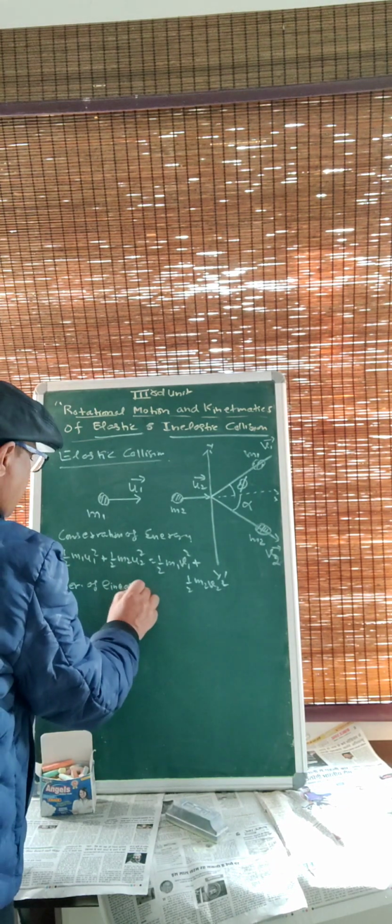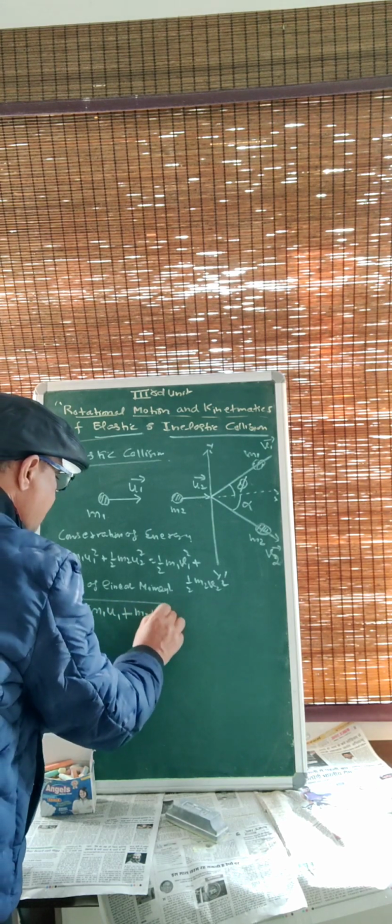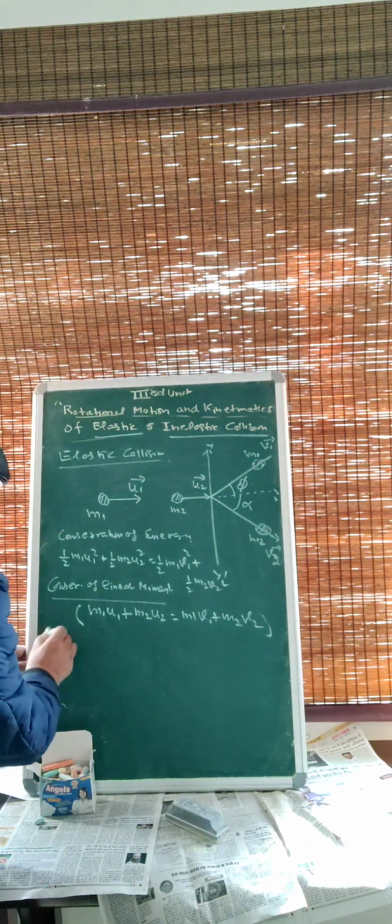Conservation of linear momentum क्या कहता है? What it states, that is, before collision m1u1 plus m2u2 is equal to m1v1 plus m2v2. ये तो general equation आ गई यहाँ पे कि this is the law of conservation of momentum. Now we'll be writing this momentum along x-axis and along y-axis. Now you see along x-axis.